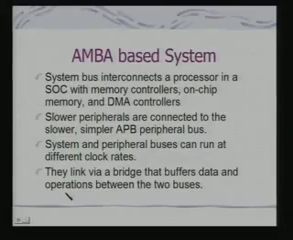So the system bus interconnects a processor in an SoC with memory controllers, on-chip memory and typically DMA controllers. Slower peripherals are connected to the slower and simpler APB peripheral bus. And this system bus and peripheral bus obviously are expected to run at different clock rates. And they link via a bridge that buffers data and operations between the two buses. Why does it need to buffer data? Because there is a mismatch in the speed between the two buses.